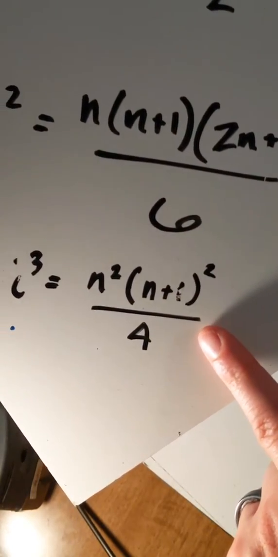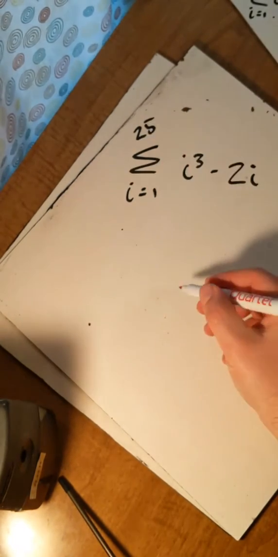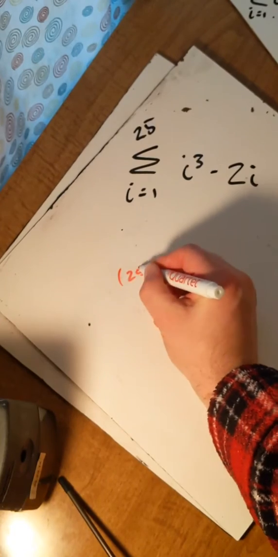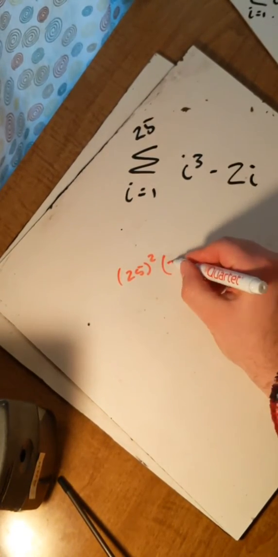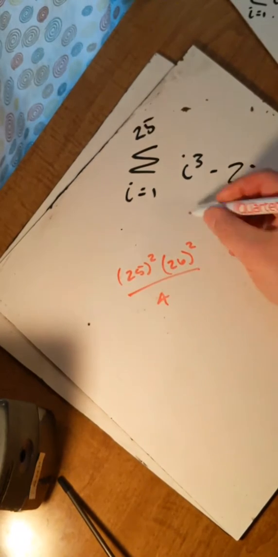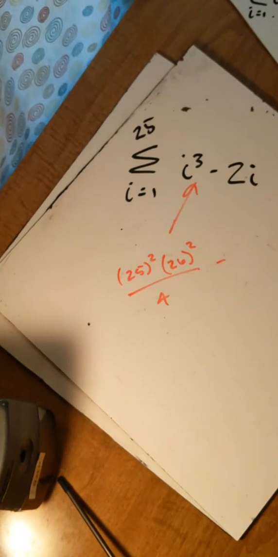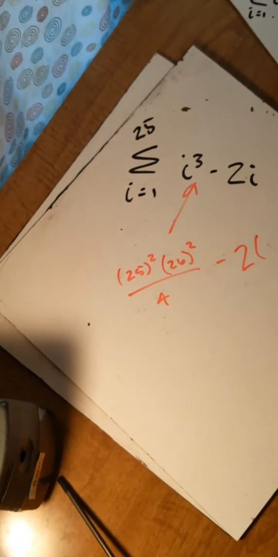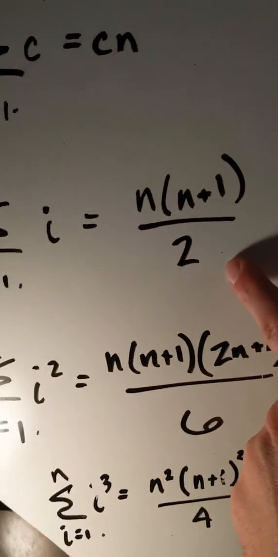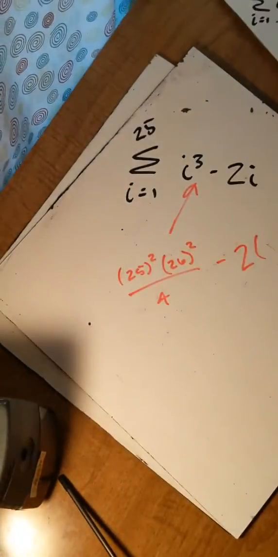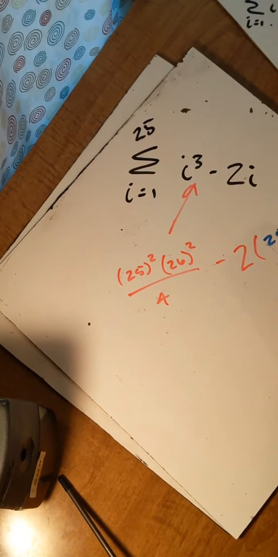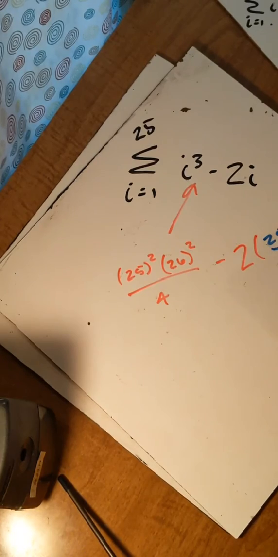Okay. So what we got to do first is to use the i cubed formula, which is n squared times n plus 1 squared over 4. So n is 25, so n squared, which would be 25 squared, times n plus 1, which is 26 squared, over 4. So that's that part there. Then minus 2i. The i formula is n times n plus 1 over 2. So 25 times 26 over 2.